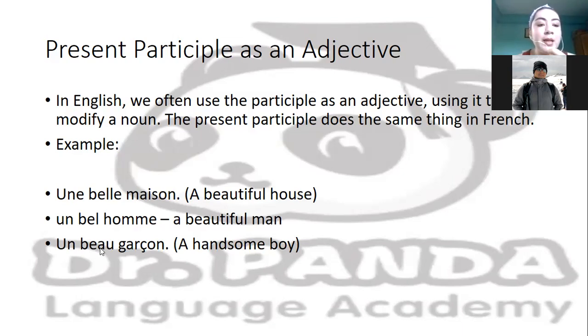And then a beautiful man is un bel homme. And a handsome boy is un beau garçon. So the descriptive adjective should be in accordance with the noun. So une belle maison, kasi maison is feminine. So it should be in accordance with if it's either feminine or masculine.